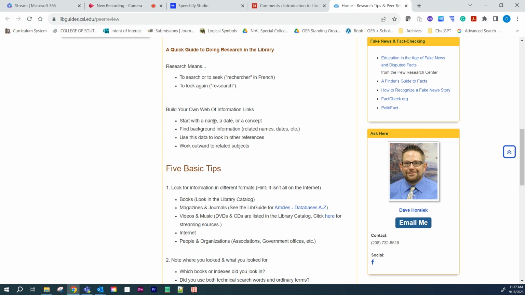You're looking for background information and important topics related to these names, dates, or concepts. And then you can use what you find in one source to look in other sources. An excellent example is using Wikipedia and looking at the sources at Wikipedia and then looking at their sources. Again, building a web of sources that all have to do with this particular date or concept. And then in other sessions, or maybe in the same session, if you want to compartmentalize things, have a break and then come back to it, you can look at the other subjects that you found in your original source.